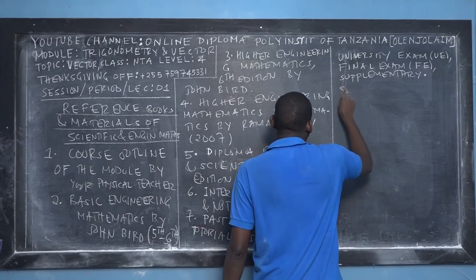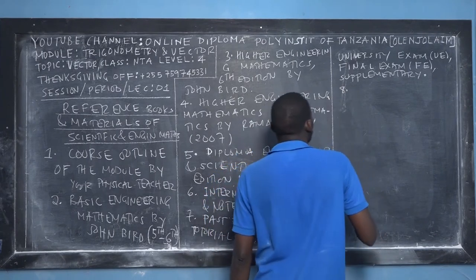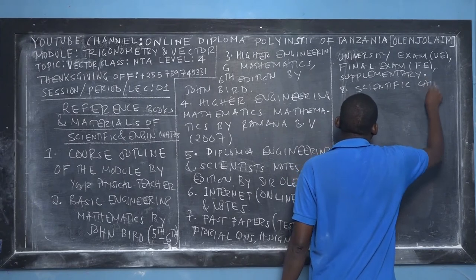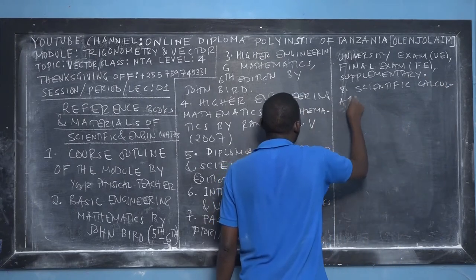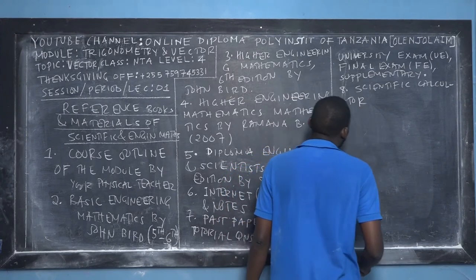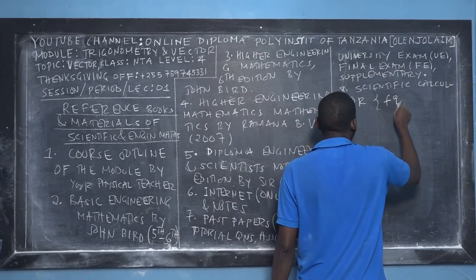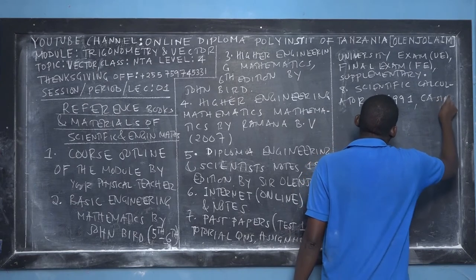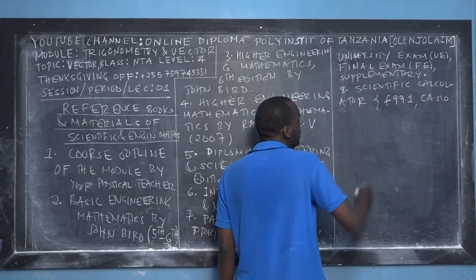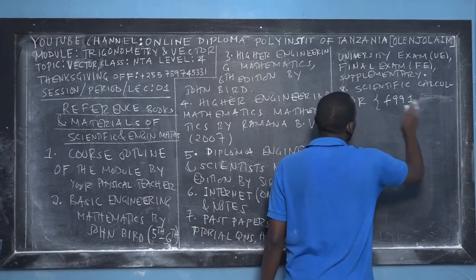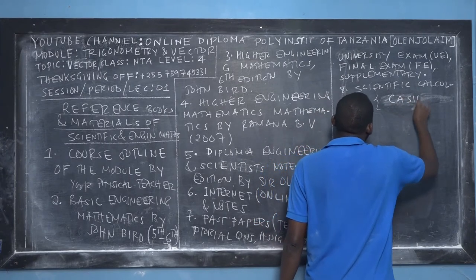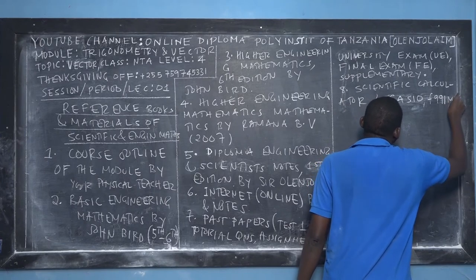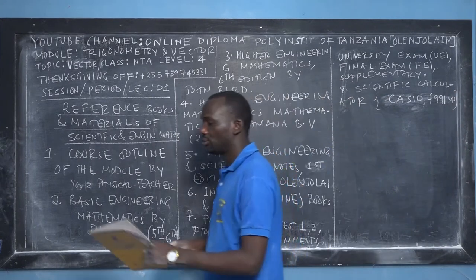Another important tool is that you should have a scientific calculator. Very important. You can have one from any authorized manufacturer, but it should be an original scientific calculator. I do recommend a scientific calculator known as the FX-991MS, made by the manufacturer Casio. So Casio is the manufacturing company, and it is the FX-991MS scientific calculator. In case you don't have it, don't worry.